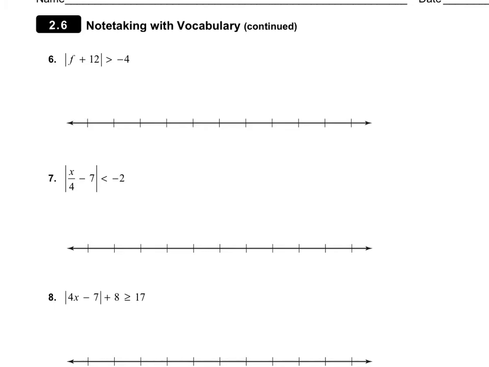Number 6 has the absolute value of something greater than a negative number. So let's just think about this for a minute. The absolute value of something, because it's a distance, it's always going to be positive. And then here we have a negative number. So what this is saying is the distance which is positive is greater than a negative number. And this is always going to be the case. This is always going to be true. So I'm going to expect that this is going to be an all real numbers or infinite solutions answer.